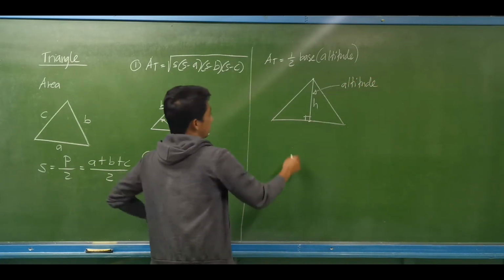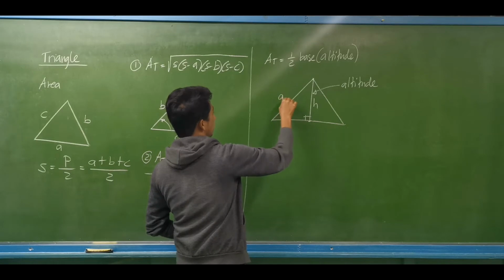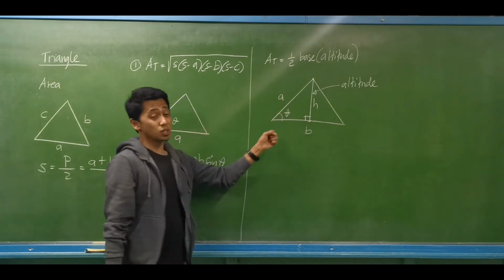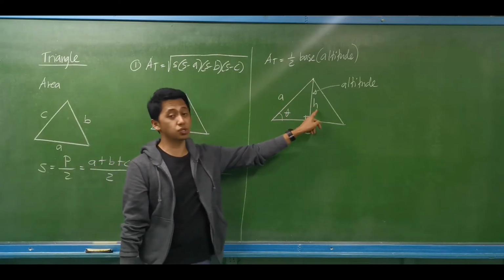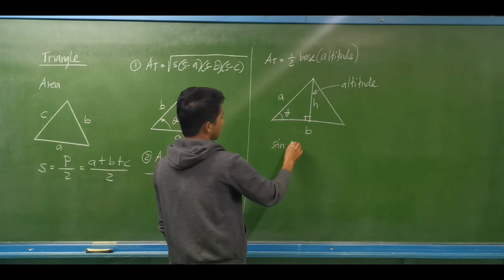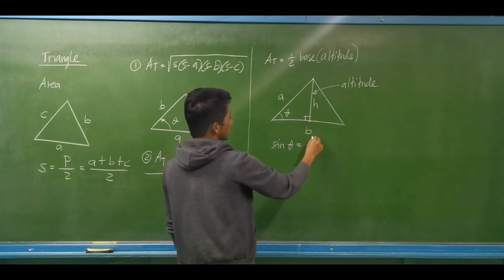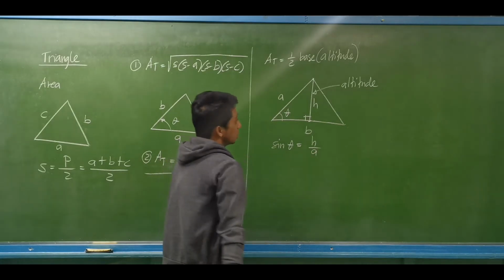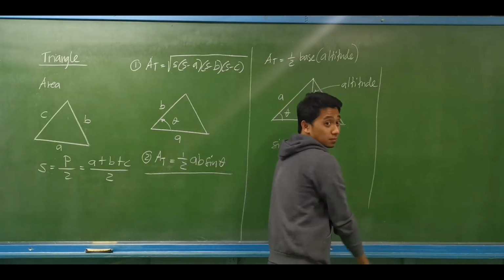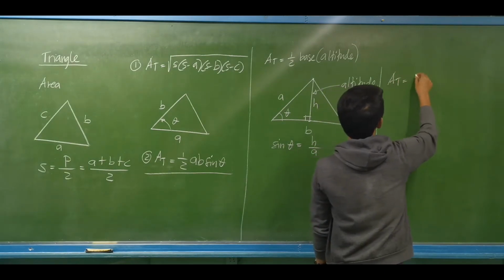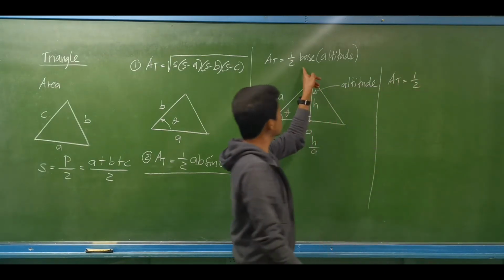Okay, so let's say this is side A, tapos ito si side B. Ito yung angle na i-consider natin. So what is the relation of theta, H, tapos A? We can use the function of sine of theta is equal to opposite, this is H, over the hypotenuse, which is A. So sabi natin, paano ba kunin yung area ng triangle? Basically, 1/2 of the base.